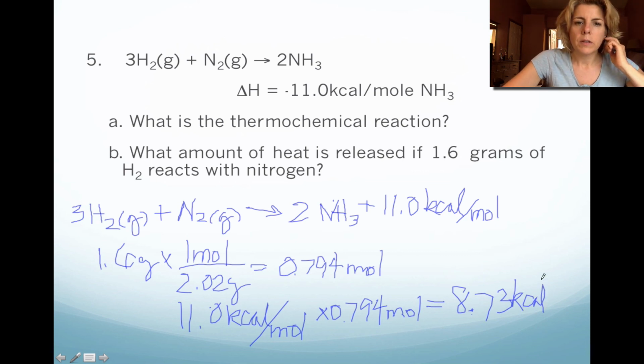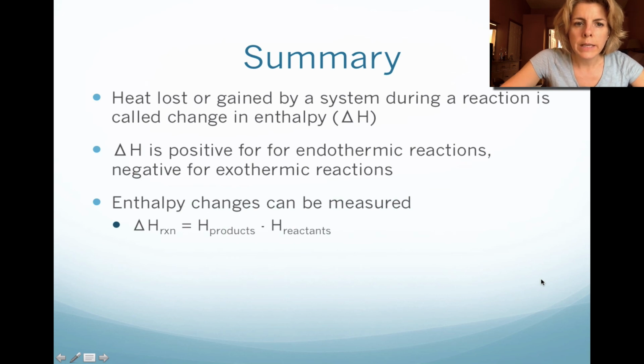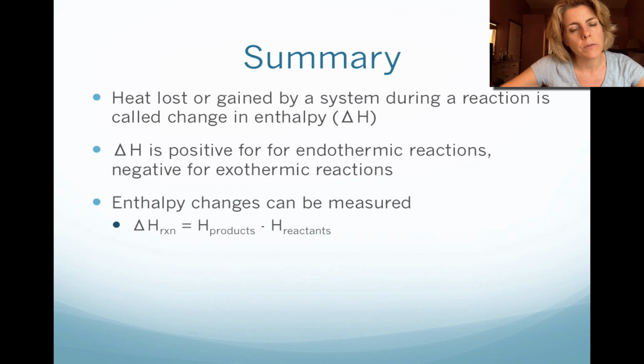Okay, so in summary, heat lost or gained by a system during a reaction is called change in enthalpy. If you have delta H which is positive, it'll be for endothermic reactions. If it's negative, it'll be for exothermic reactions. Also, enthalpy changes can be measured for a reaction, which is the heat of the products minus the heat of the reactants.